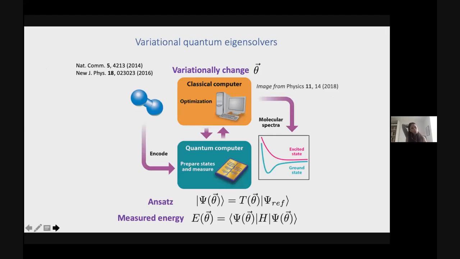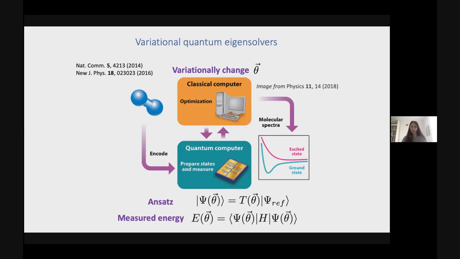This is a schematic of how variational quantum eigensolvers work. It's basically just the variational principle of quantum mechanics. The only difference is that now the state is created, it's encoded in a quantum processor rather than on your classical computer.